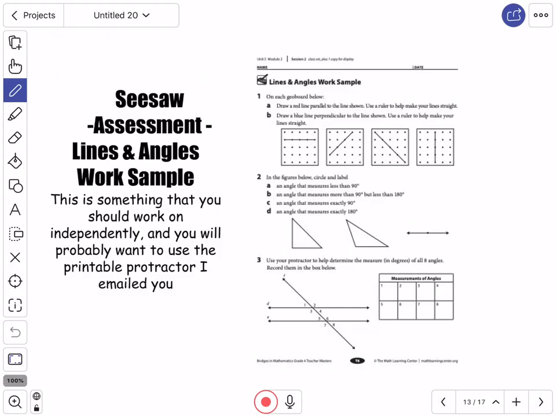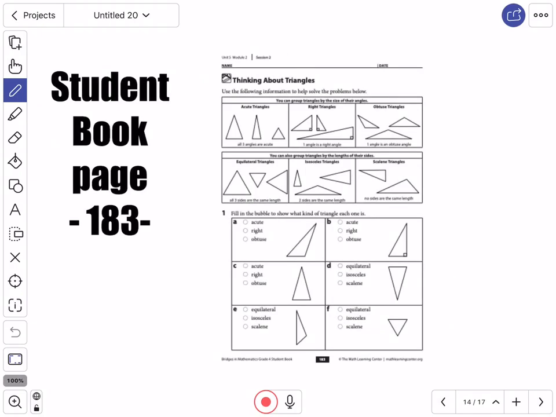All right, so in Seesaw, you will see an activity that looks like this. It's called Lines and Angles Work Sample. This is something that you should work on independently, and you will probably want to use that printable protractor that I emailed to you, okay? Let me know if you have any questions. However, I want you to put it in Seesaw, but if for some reason the activity is not working for you, then you can take a screenshot of this piece of paper right here and you can complete it like this, all right? So that's part of the activity.